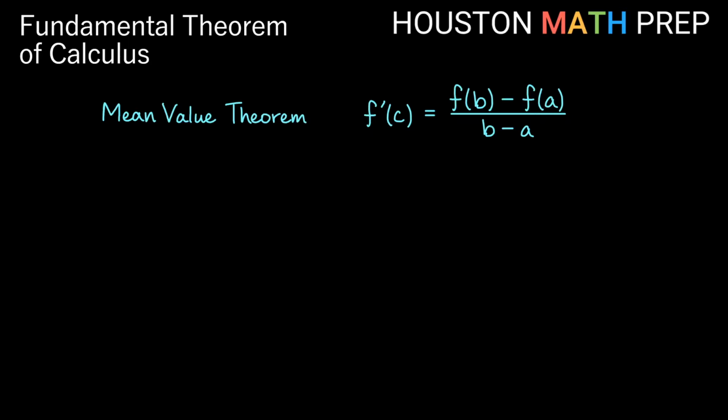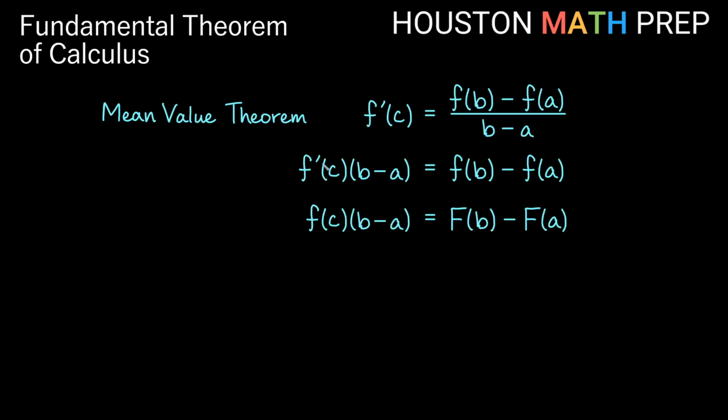If we just do some rearranging of this formula, we multiply both sides by the denominator b minus a, we'll get f prime of c times that quantity b minus a is equal to our numerator f of b minus f of a. And then if you think about taking the antiderivative of both sides, keep in mind this b minus a is just some constant. So I'll end up with not the derivative of f, but f of c times b minus a equals the antiderivative at b minus the antiderivative at a.